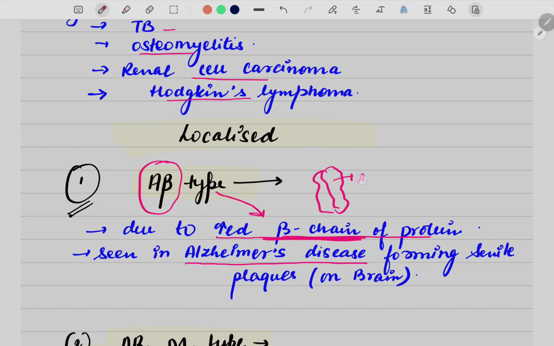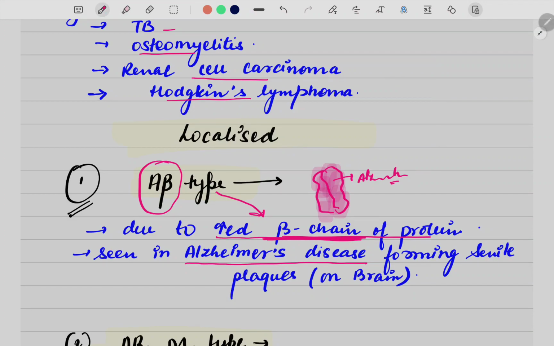What happens in Alzheimer's? The patient is not able to remember even small things. We assume that there is certain plaque which is being accumulated around the brain. What happens? Plaque is basically dirt covering the brain so that it's not functioning properly. Same is the example here also.